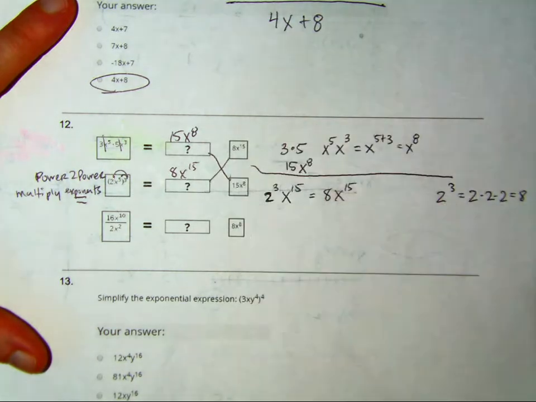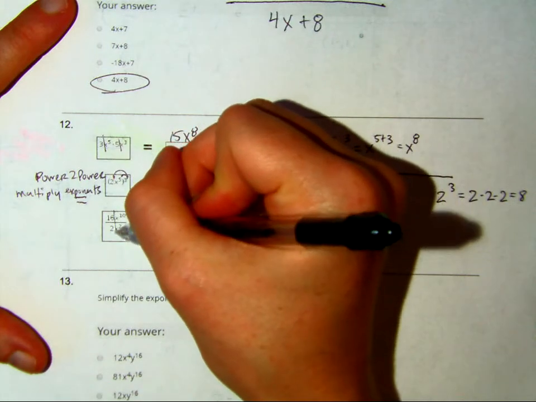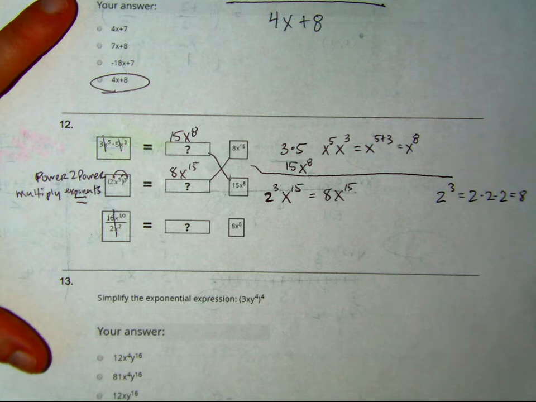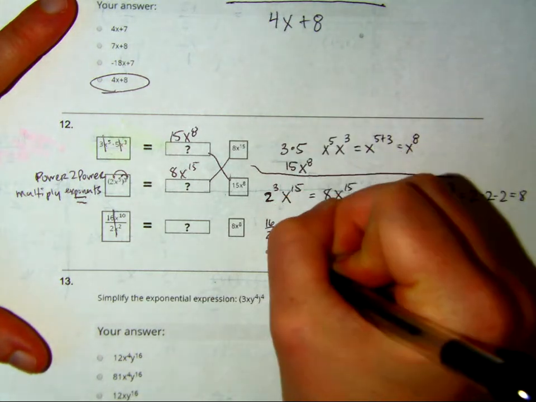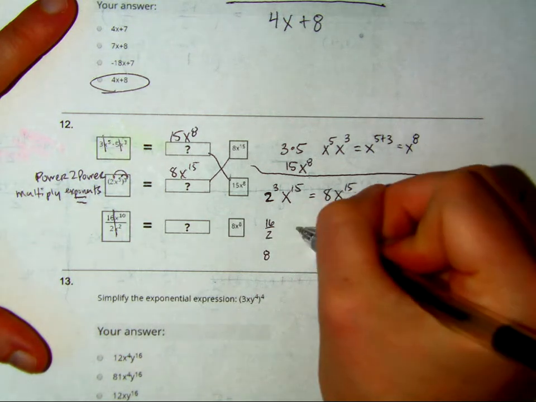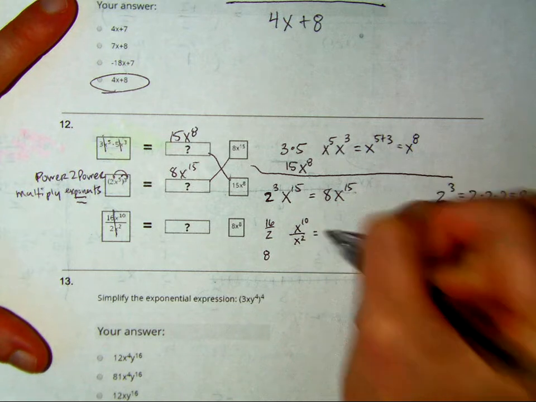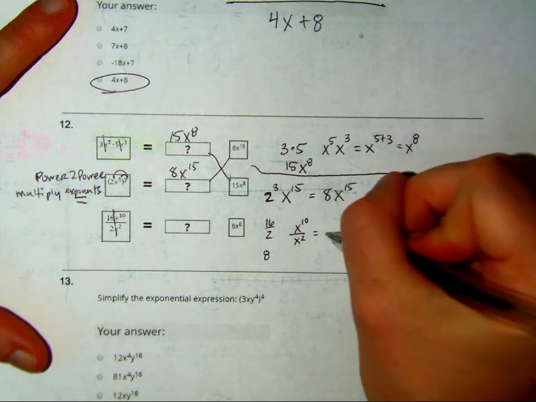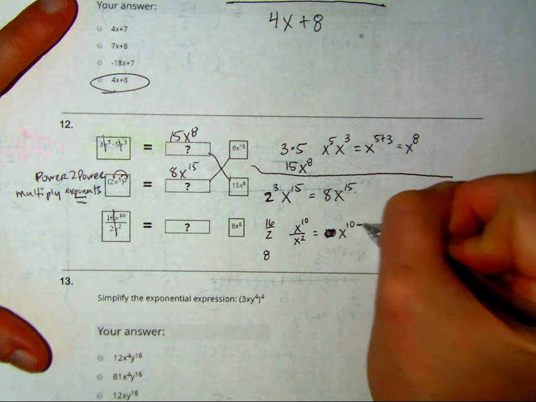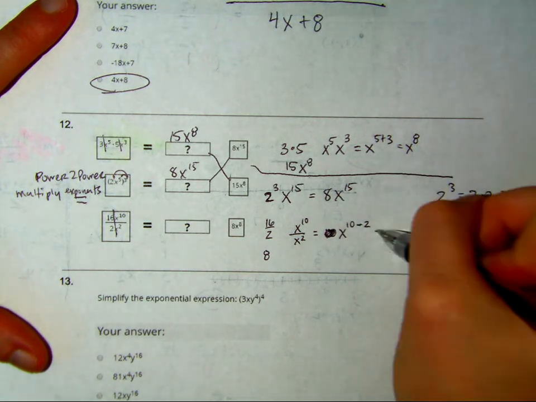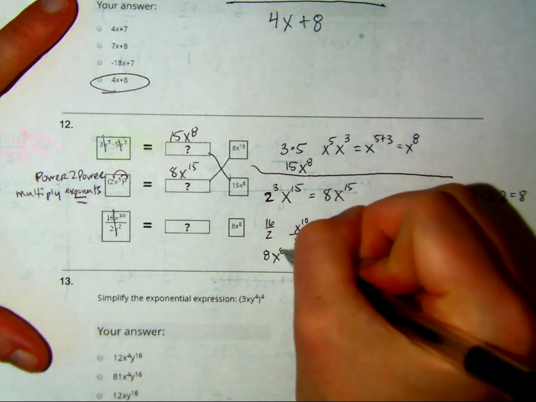Okay? This last one we're dividing. So again, you can kind of separate your like terms, and we can divide 16 divided by 2 first. So 16 divided by 2, and we get 8. And then we can take x to the 10th divided by x squared. When you divide, you subtract your exponent. So x to the 10th minus 2 power equals x to the 8th. So our answer is 8x to the 8th.